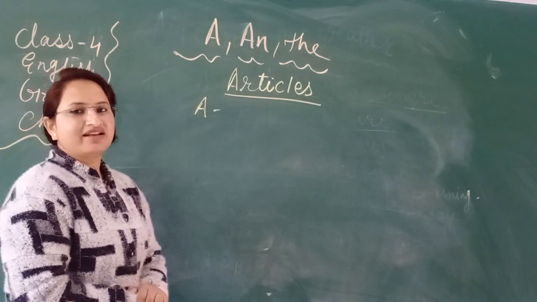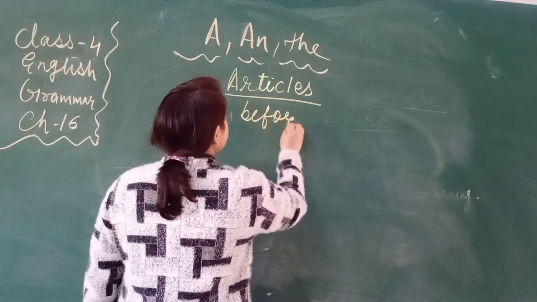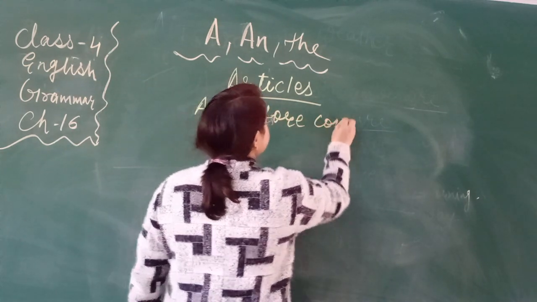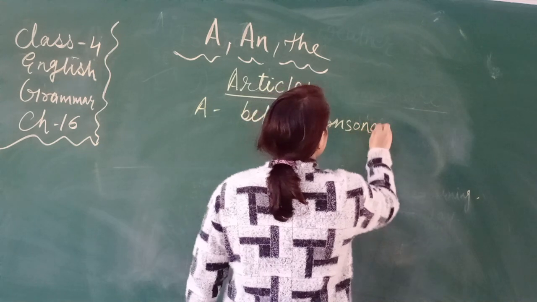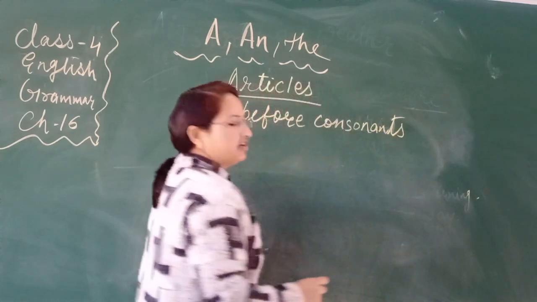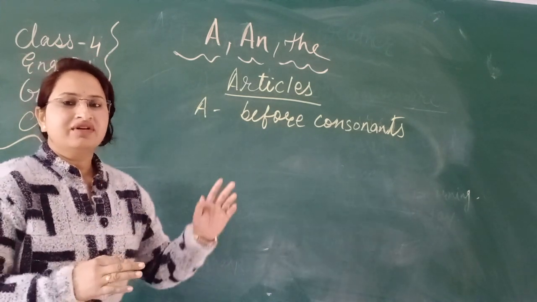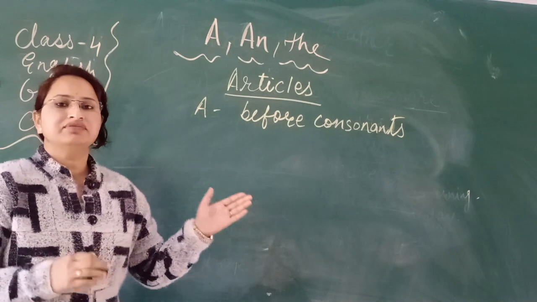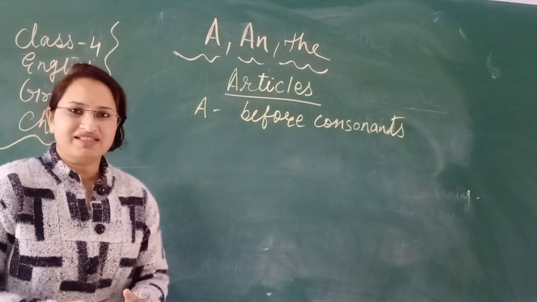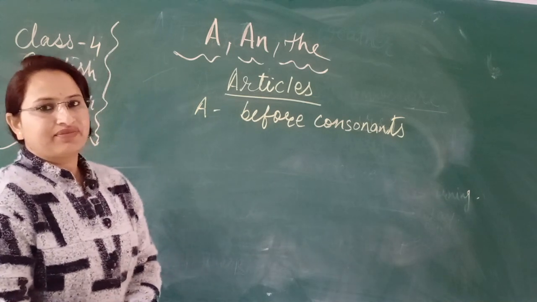कब यूज करते हैं आर्टिकल ए? बिफोर कॉन्सोनेंट. कॉन्सोनेंट्स क्या होते हैं? इफ वी रिमूव वोवेल्स फ्रॉम इंग्लिश अल्फाबेट्स, रिमेनिंग लेटर्स आर कॉल्ड कॉन्सोनेंट्स.